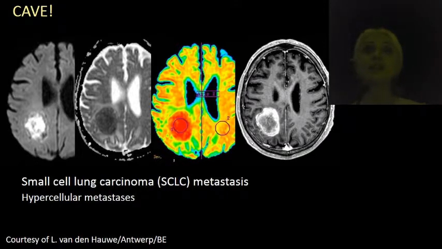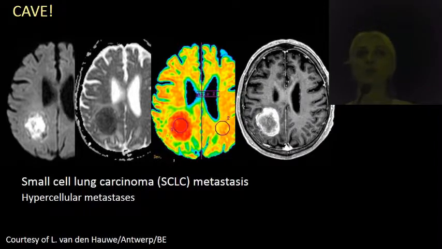This is a very nice case from my Belgian colleague of a small cell lung carcinoma metastasis, which was very bright on diffusion, having a low ADC. This is just a colored map and a peripheral enhancement. So any kind of hypercellular metastasis might give you this high signal on diffusion.